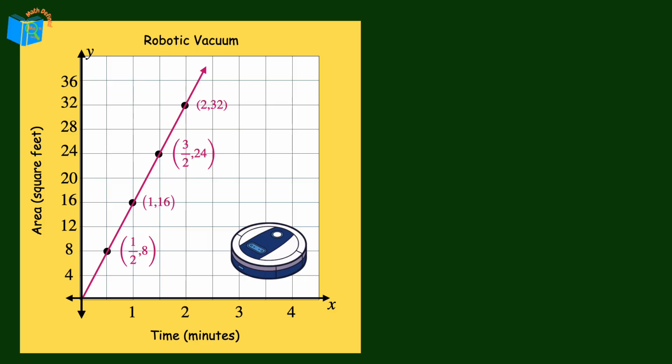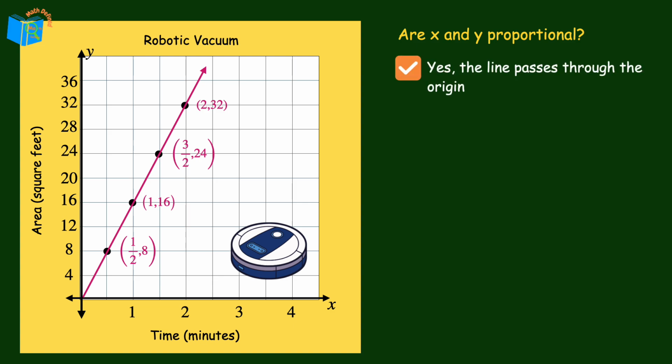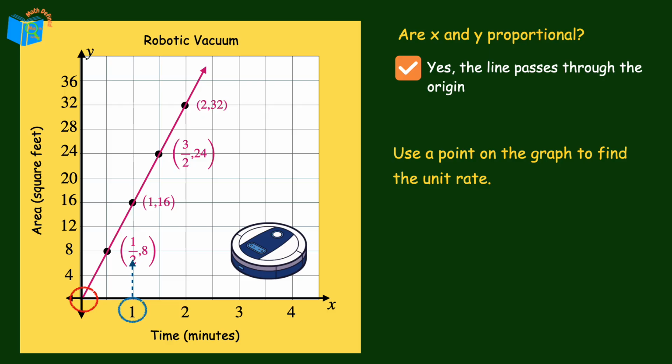Now let's look at a graph that shows the amount of time in minutes that a robotic vacuum takes to clean an area in square feet. Are x and y proportional? Yes, the line passes through the origin. We can use a point on the graph to find the unit rate, or the amount of square feet vacuumed in 1 minute. We can see on the graph that in 1 minute, the robot can vacuum 16 square feet, so the unit rate is 16 square feet per minute.